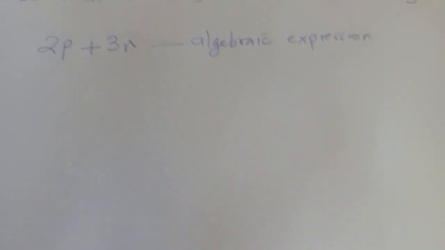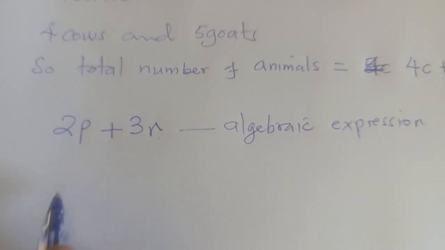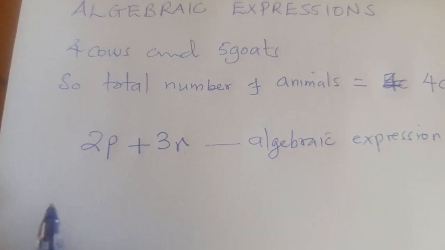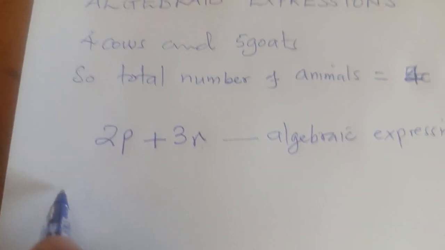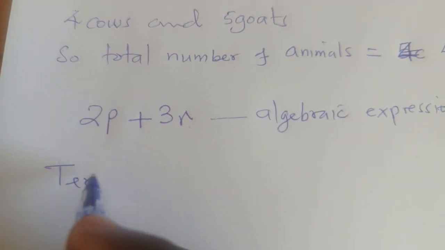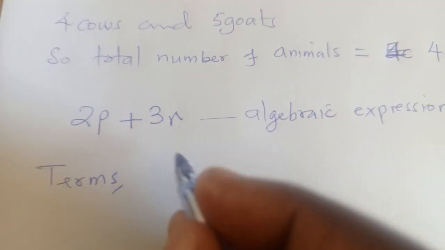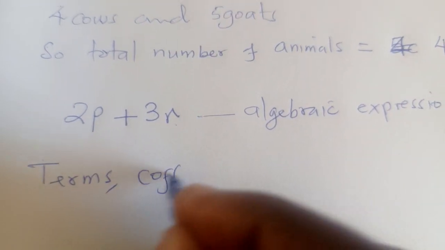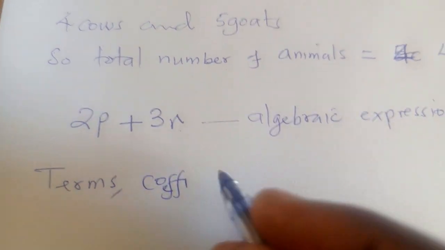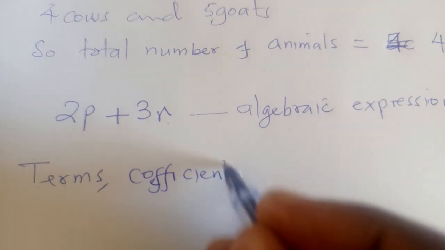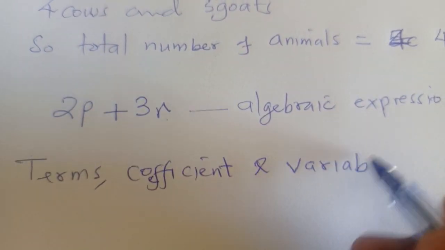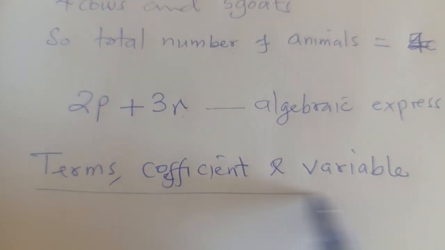Now, after that, in algebra, there are certain terminologies that are used. For instance, let's look at the terminologies. We have terms, coefficient, and variable. These are some of the terminologies that are used.